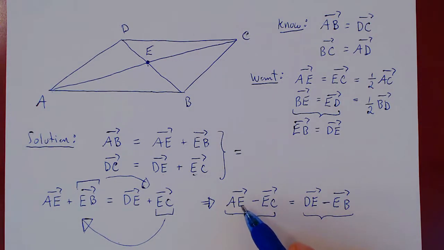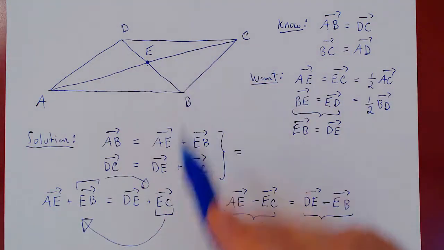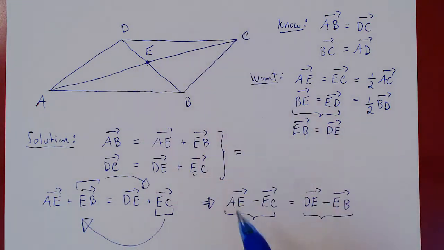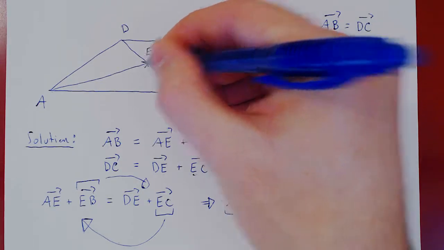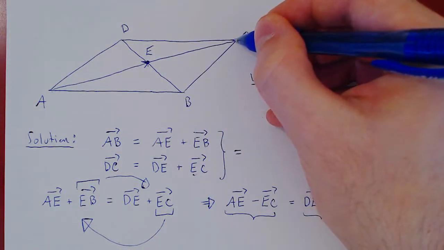So look at vector AE and EC. Right? We don't know anything about these two vectors in our assumptions, but from the picture we know something. Look at the diagonal AC. We know that vector AE lies on the diagonal, and vector EC also lies on the same diagonal.